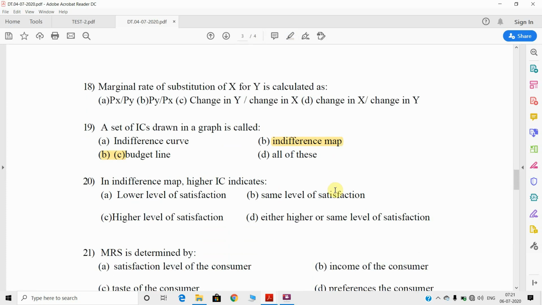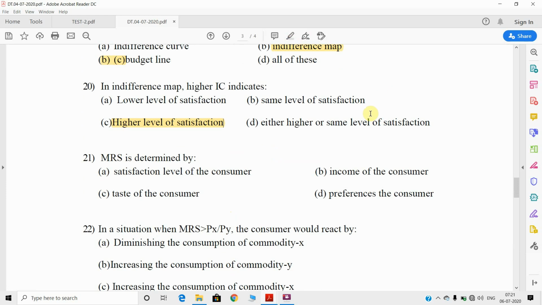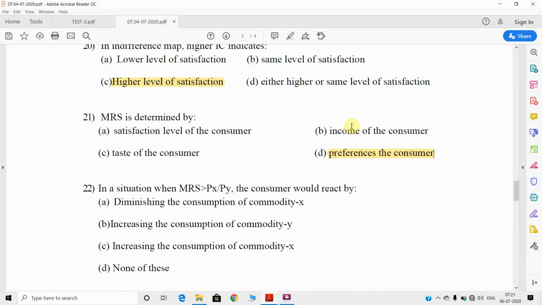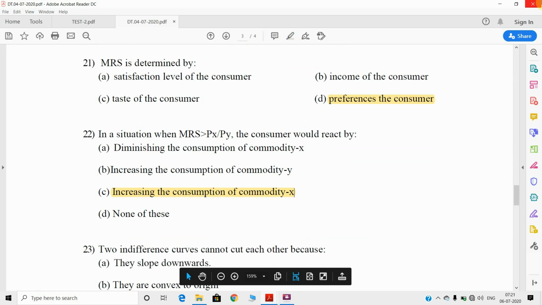Next, 20. In the indifference map, a higher indifference curve indicates a higher level of satisfaction, right. Next, 21. The MRS determines the preferences of the consumer. Next, 22. A situation when MRS is greater than Px by Py, there is increasing consumption of commodity X, because your MRS is greater than Px by Py.